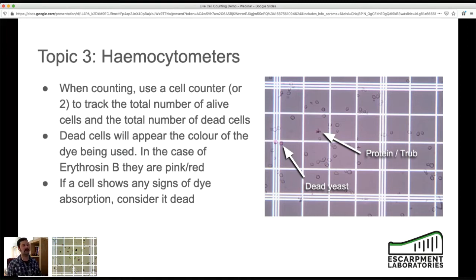Dead cells will appear the color of the dye that's being used. So in the case of erythrosin B, they'll be pink or red. A good rule is, if it shows any color of the dye, it counts as dead. This is more of a problem when working with methylene blue. Sometimes the yeast won't go fully blue. The nice thing that we liked with Trypan blue is that the yeast would be 100% blue all the time. And we've also seen this with erythrosin B. The yeast will be fully red.